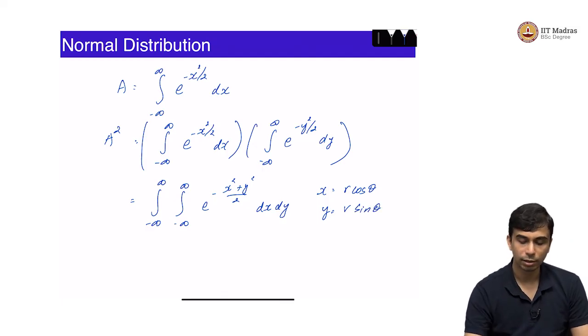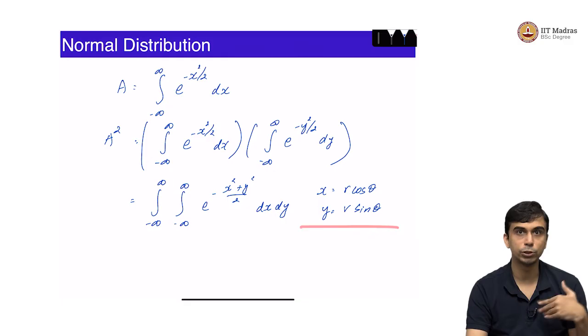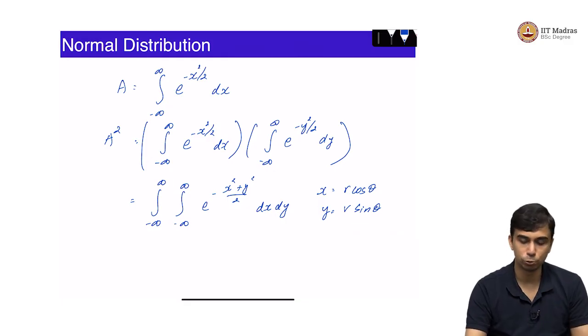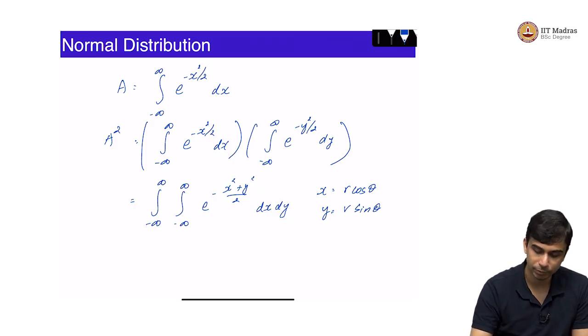So, integrating over the entire xy plane exactly corresponds to integrating over r from 0 to infinity and theta from 0 to 2 pi. Of course, dx dy has to do a change of variable rule. dx dy we know corresponds to r dr d theta, which is also a standard integration trick, integration rule of change of variable that you might have seen. So, you vary r from the range 0 to infinity and theta from the range 0 to 2 pi.